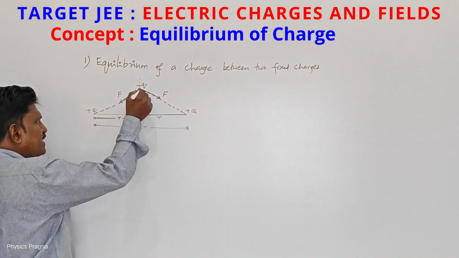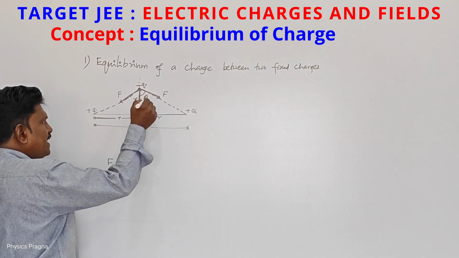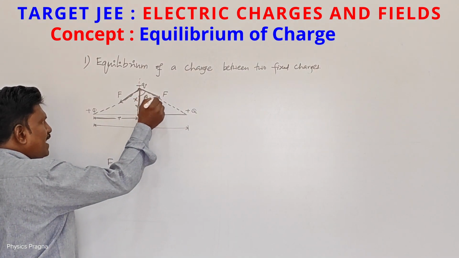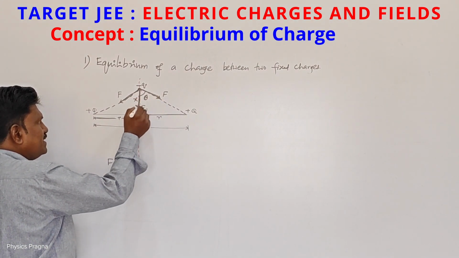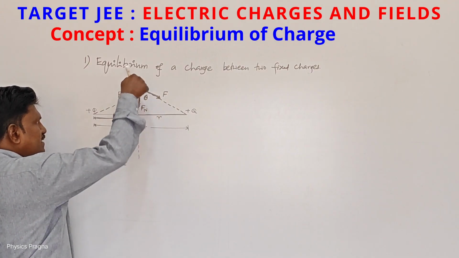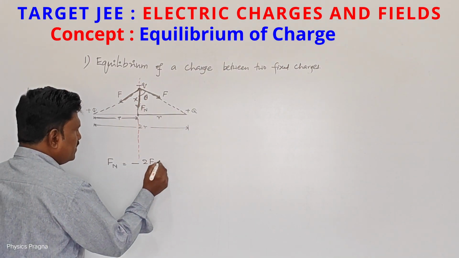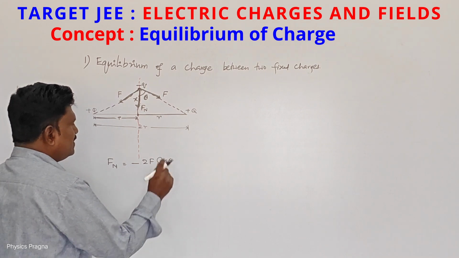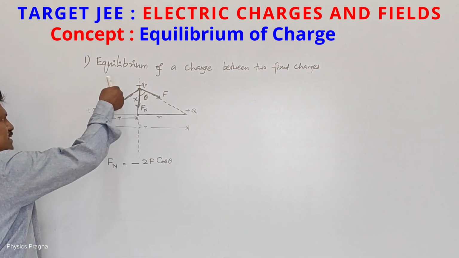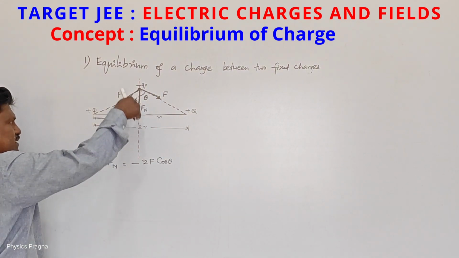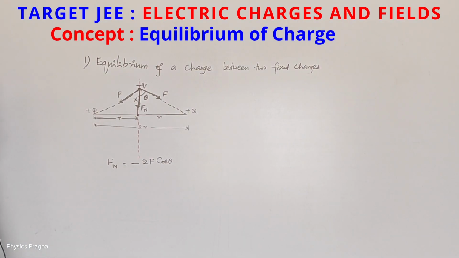I will write x here. So this resultant force is this F. Theta is there, and the resultant force is adjacent to this theta, so it is cos theta. This is F cos theta, and this is F cos theta. It is acting downwards, so 2F cos theta downwards. That's why minus 2F cos theta.